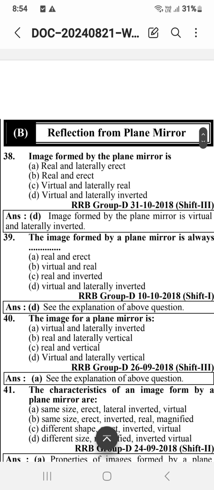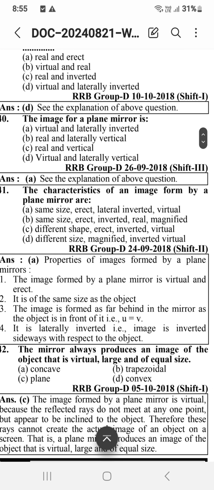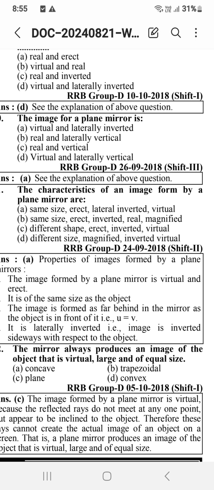Reflection from plane mirrors. The image formed by a plane mirror is virtual and laterally inverted. The characteristics of an image formed by a plane mirror are: same size, erect, laterally inverted, and virtual. A plane mirror always produces an image of the object that is virtual and of equal size.